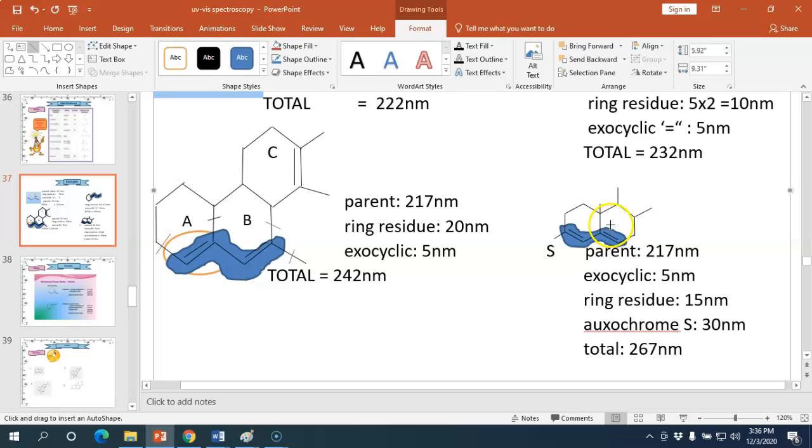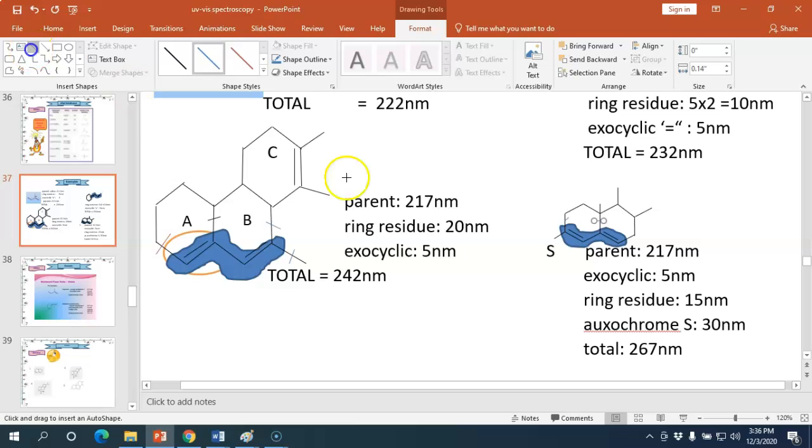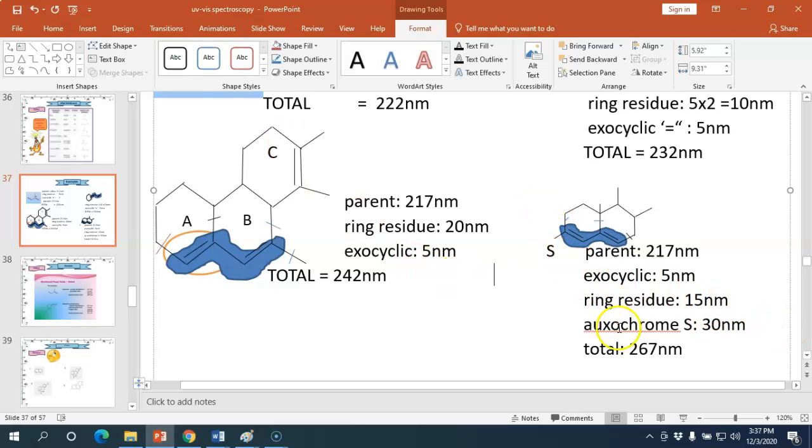Exocyclic is here. Okay. Ring residue, we have 1, 2 here, 3. So the value is 5. 5 times 3 is 15. For S, it is another auxochrome S, which has a value in the table given of 30. So this is the ring residue or alkyl substituent for S here. So the value is 30 and the total is 267.